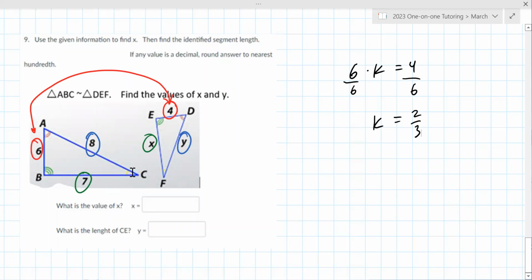All right, so to find x, which goes with the 7, it's 7 times k equals the x value. And you know k now. K is 2/3.